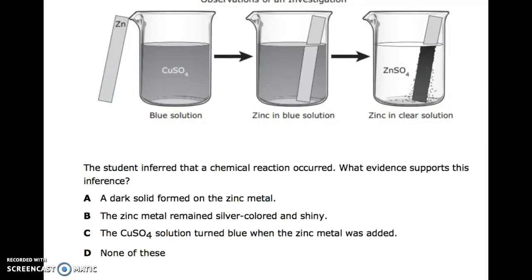A, a dark solid formed on the zinc metal. B, the zinc metal remained silver-colored and shiny. C, CuSO4 solution turned blue when the zinc metal was added. And D, none of these.